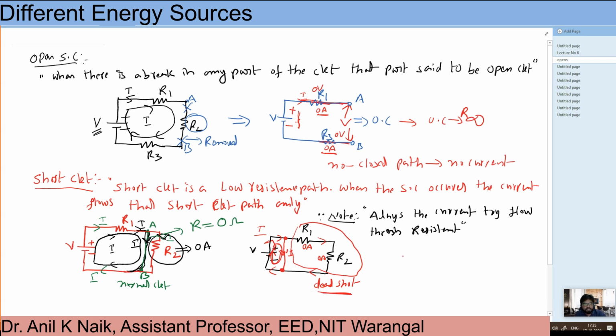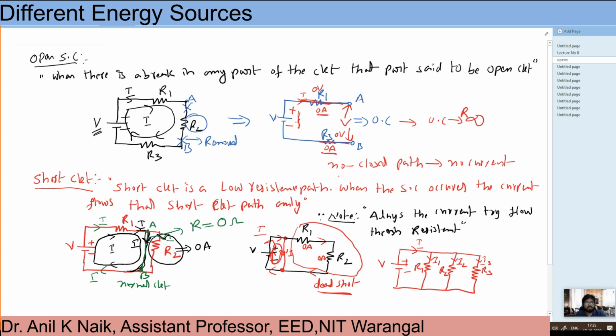Now I will take another configuration here. I want to see different configurations, and for that I need to consider one more network. So this is one more network: V, I, and R1, R2 and R3 are there. So this is the network. Here my current is dividing in different ways, I1, I2 and I3.